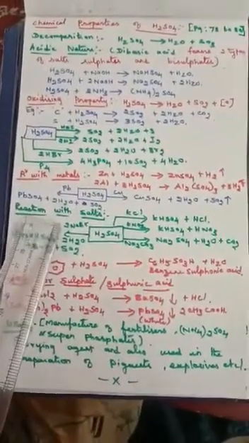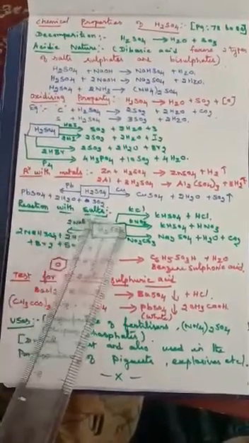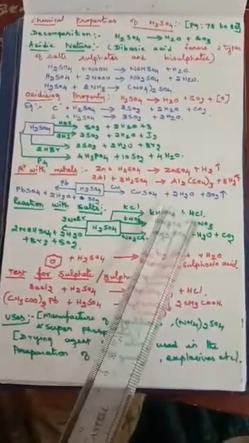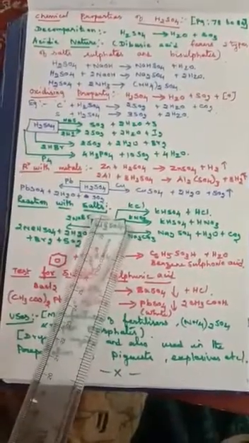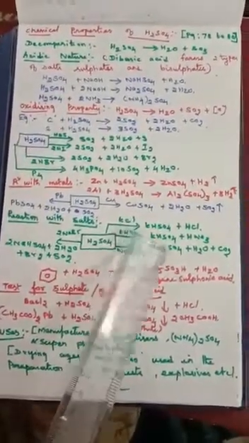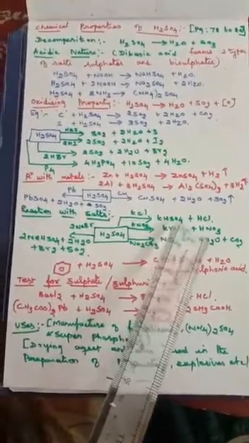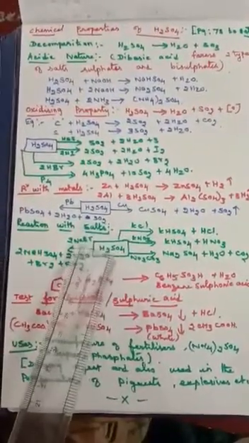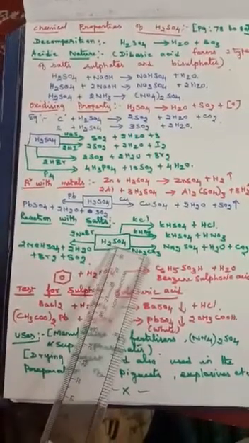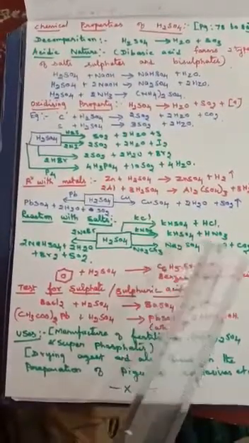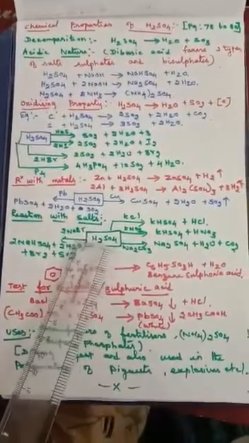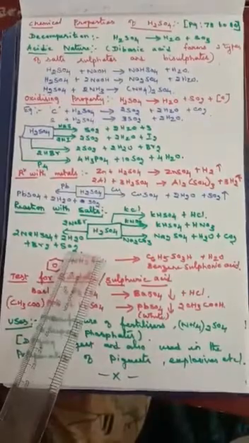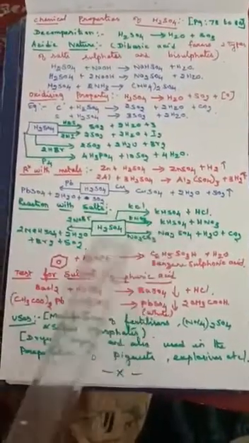And next is reaction with salts. When it reacts with potassium chloride, it gives potassium bisulfate and hydrogen chloride. Similarly, when it reacts with potassium nitrate, it gives potassium bisulfate and the nitrate is converted into nitric acid. When sulfuric acid is treated with sodium carbonate, it gives sodium sulfate and carbon dioxide. With sodium bromide, it gives sodium bisulfate, and bromine and sulfur dioxide are liberated. So these are the reactions with salts.